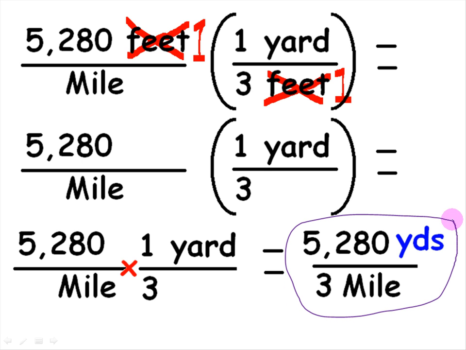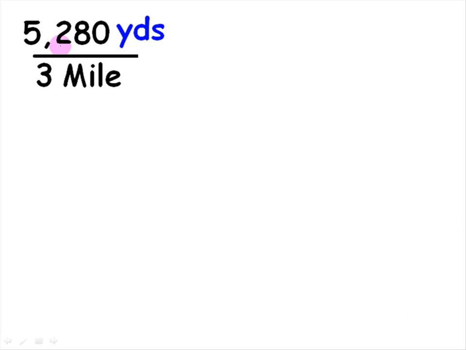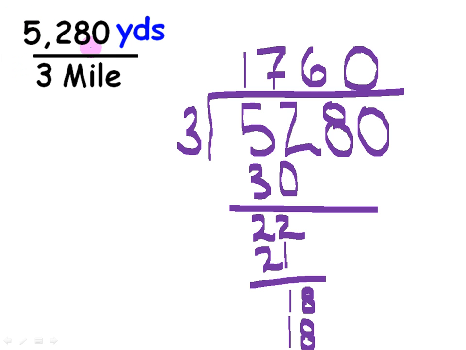What do we do with this? Okay, so now we have 5,280 yards per 3 miles. But we want to know what the unit rate is. The question was, how many yards are in a mile? Then it just becomes a straightforward division problem, top in, bottom out. So 5,280 goes in, 3 goes on the outside. We go through all of the long division process here, and we come up with 1,760 yards per mile.